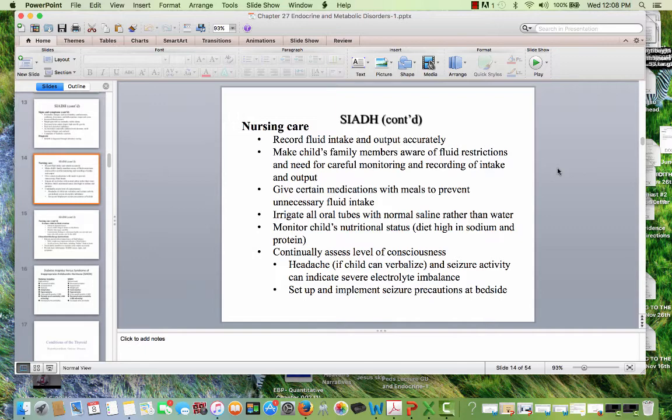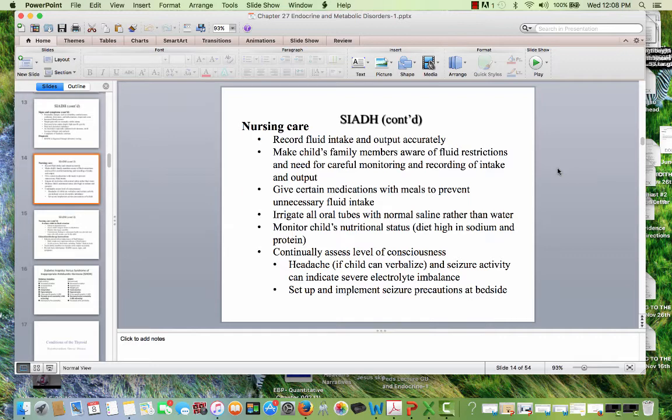Continually assess levels of consciousness. And so you're going to check if the child is able to verbalize headache. We know in a baby or a toddler, if they're not truly able to verbalize it, they may shake their heads a lot or even guard their head, and do certain activities like that. They may even be put on some prophylactic seizure medications. So you're going to watch for any seizure activity that can indicate severe electrolyte imbalance.